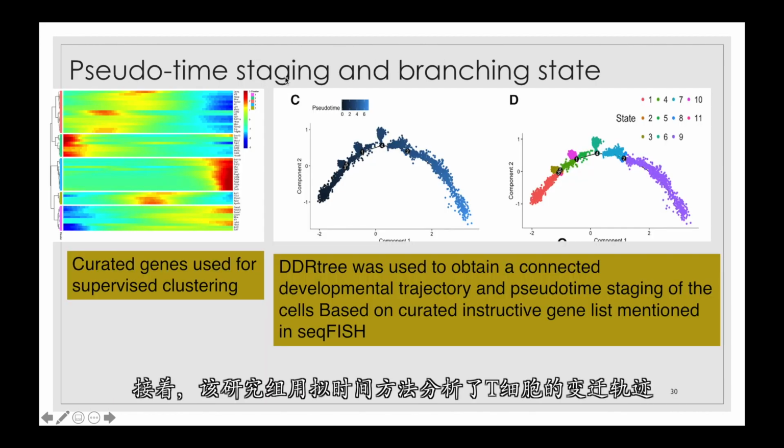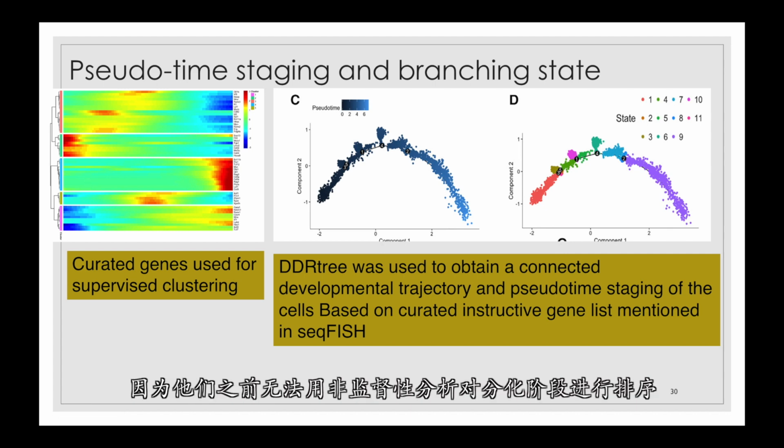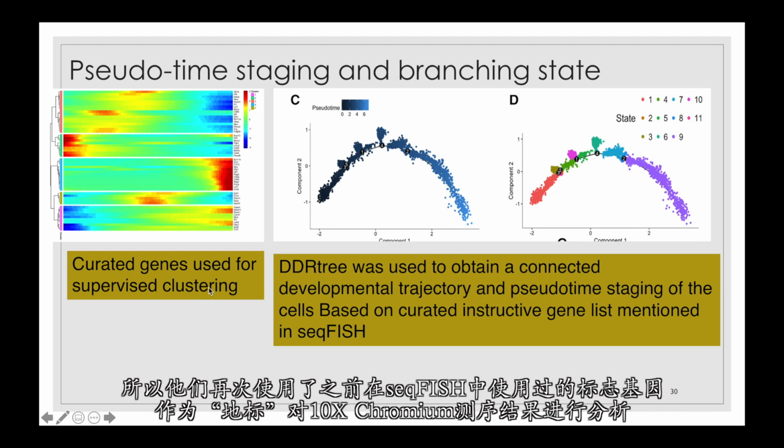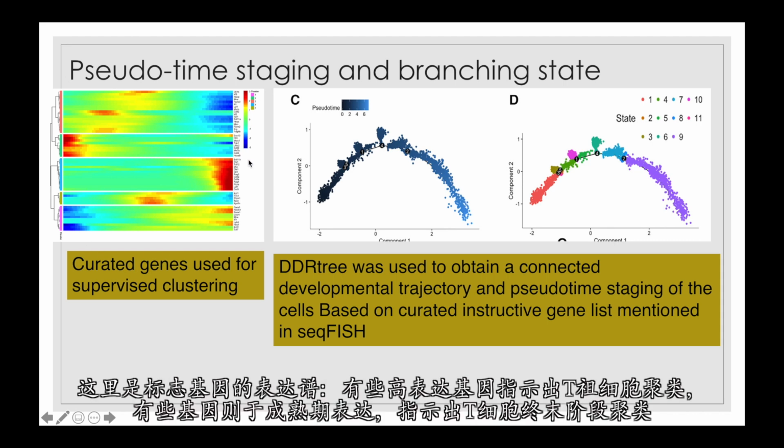Here they use pseudotime analysis to further map the trajectory the cells follow. Because they failed to use unsupervised clustering analysis to map the correct order of the trajectory, they used the curated genes that were used for the supervised clustering before to establish landmarks. This is the expression pattern of all the curated genes they used, and we can see some genes that are highly expressed, indicating the cluster of the stem cells, and some genes that are expressed later in the mature stage, indicating the cells of the end stage.